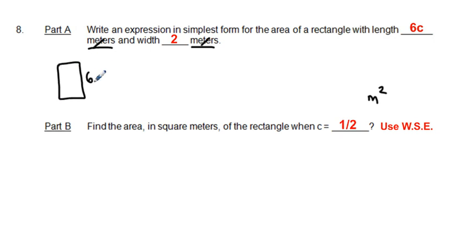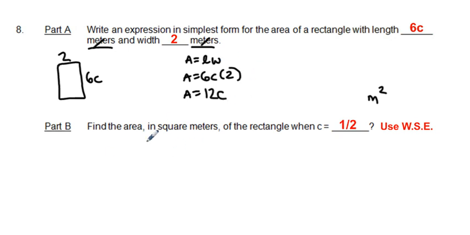The length is 6c and the width is 2. The formula for area equals length times width. So the length is 6c, the width is 2. If this was just 6 times 2, I could write 12, which I can because then it'll just be tacking on the c. So 6 times 2 is 12. I don't know what the value of c is. So 12c is my expression in simplest form.